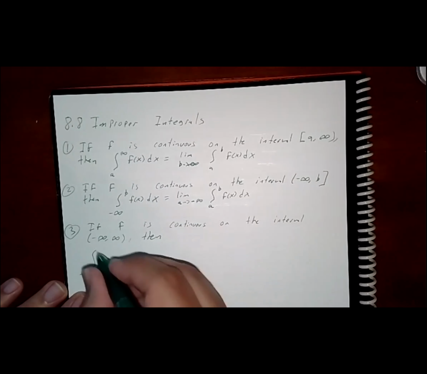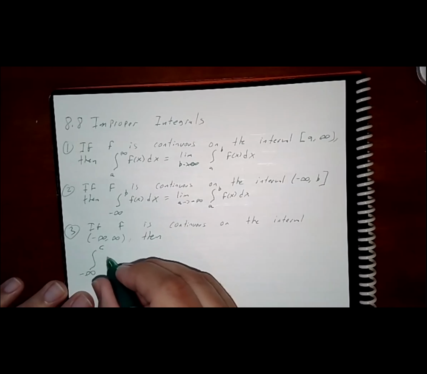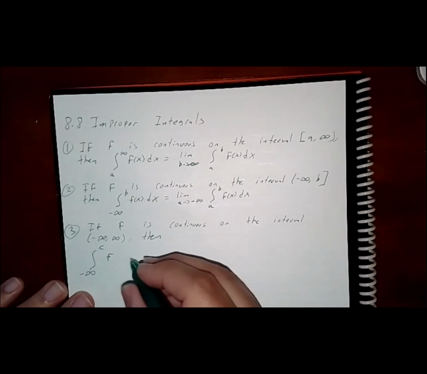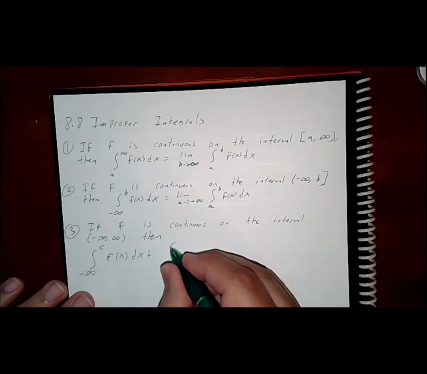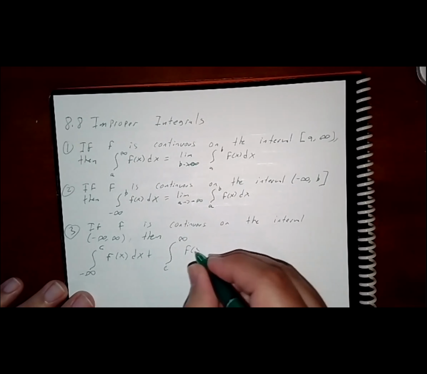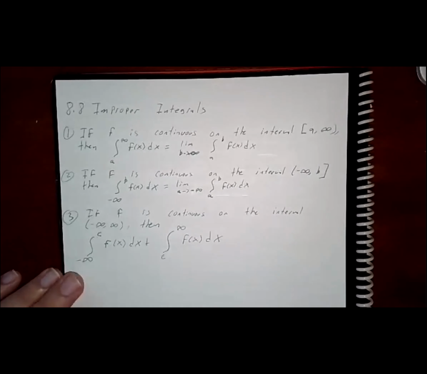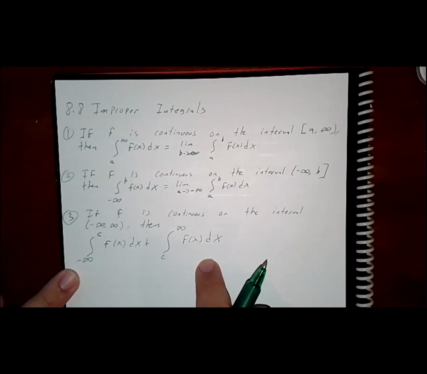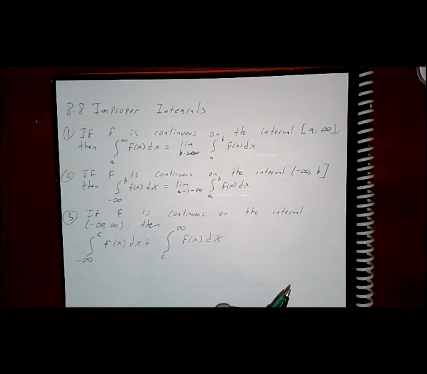Negative infinity to c of f of x dx plus the integral from c to infinity of f of x dx. And then you apply rules 1 and 2 to this, right? You see what I mean? So go ahead and write it anyway.